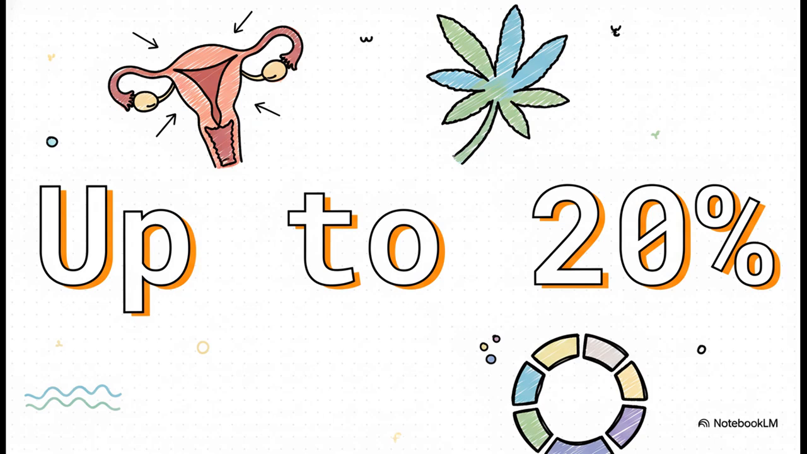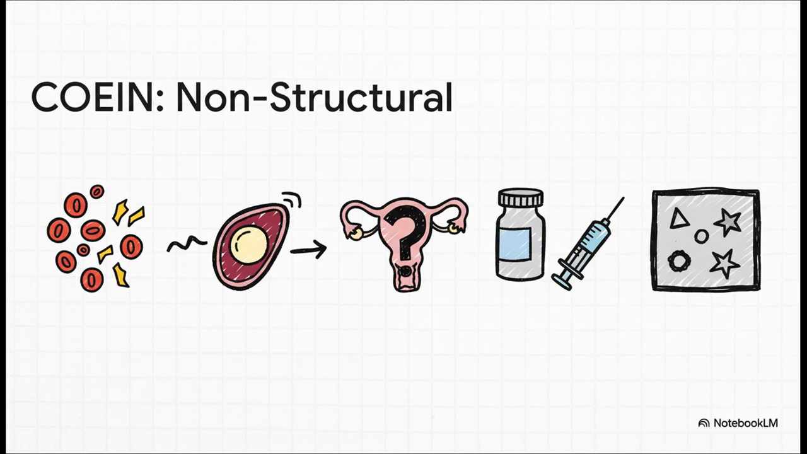Now, moving over to the non-structural causes, let's start with a number that might actually surprise you. Up to 20%, 1 in 5, women with heavy menstrual bleeding have an underlying coagulopathy, a bleeding disorder. And this is exactly why taking a thorough personal and family history of bleeding is so critical. So, the COEIN causes. C is for coagulopathy, which we just mentioned.